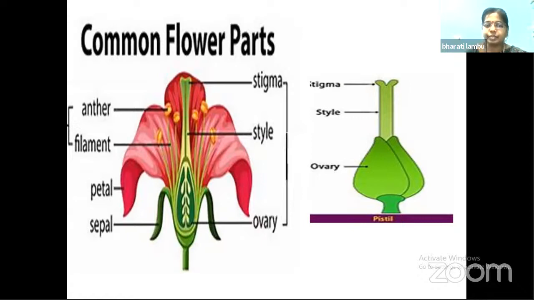Even if these sepals and petals are not present, the plant can survive, like in grasses. In the hibiscus flower, petals and sepals are present, but in a few plants, even if petals and sepals are absent, sexual reproduction will still take place. How does sexual reproduction take place in them? It is because of the presence of androecium and gynoecium.